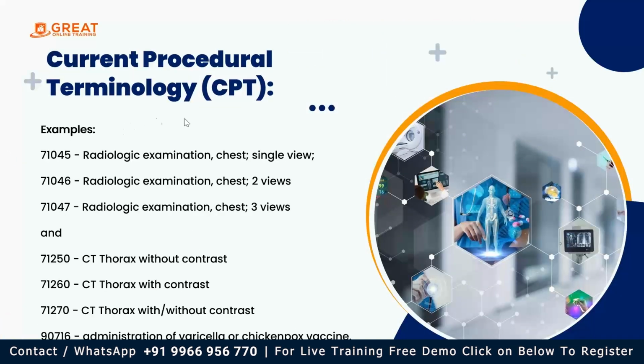Okay. Examples of CPT codes: 71045 is for radiology examination, chest single view. 71046 is radiology examination, X-ray, chest, 2 views. 71047 is radiological examination, chest, 3 views. You can see here the codes are the same, just the fifth character is different: 5 representing single view, then 6 representing 2 views. Another category is 71250, CT thorax without contrast, 71260, CT thorax with contrast, 71270, CT thorax with and without contrast. Here the fourth character is different, 5 representing without, 6 with, and 7 representing with and without. Another example is 90716, administration of varicella and chickenpox vaccines. Okay, so we have so many codes in CPT, and this is how they look.